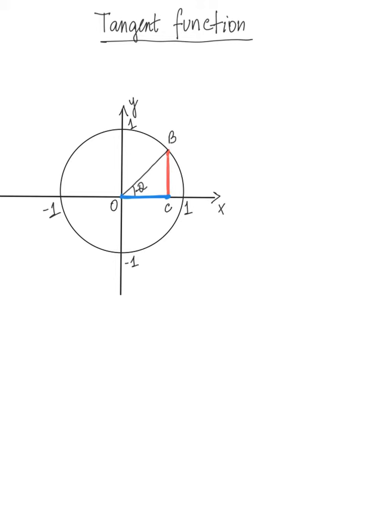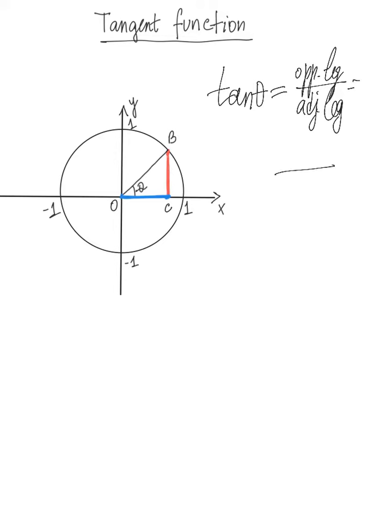Let's consider a right triangle in a unit circle. In this triangle, we are going to look at the angle theta in standard position. So tangent theta, as we know, is the ratio of opposite leg over adjacent leg, which in this case will be equal to BC over OC. Again, opposite leg over adjacent leg.